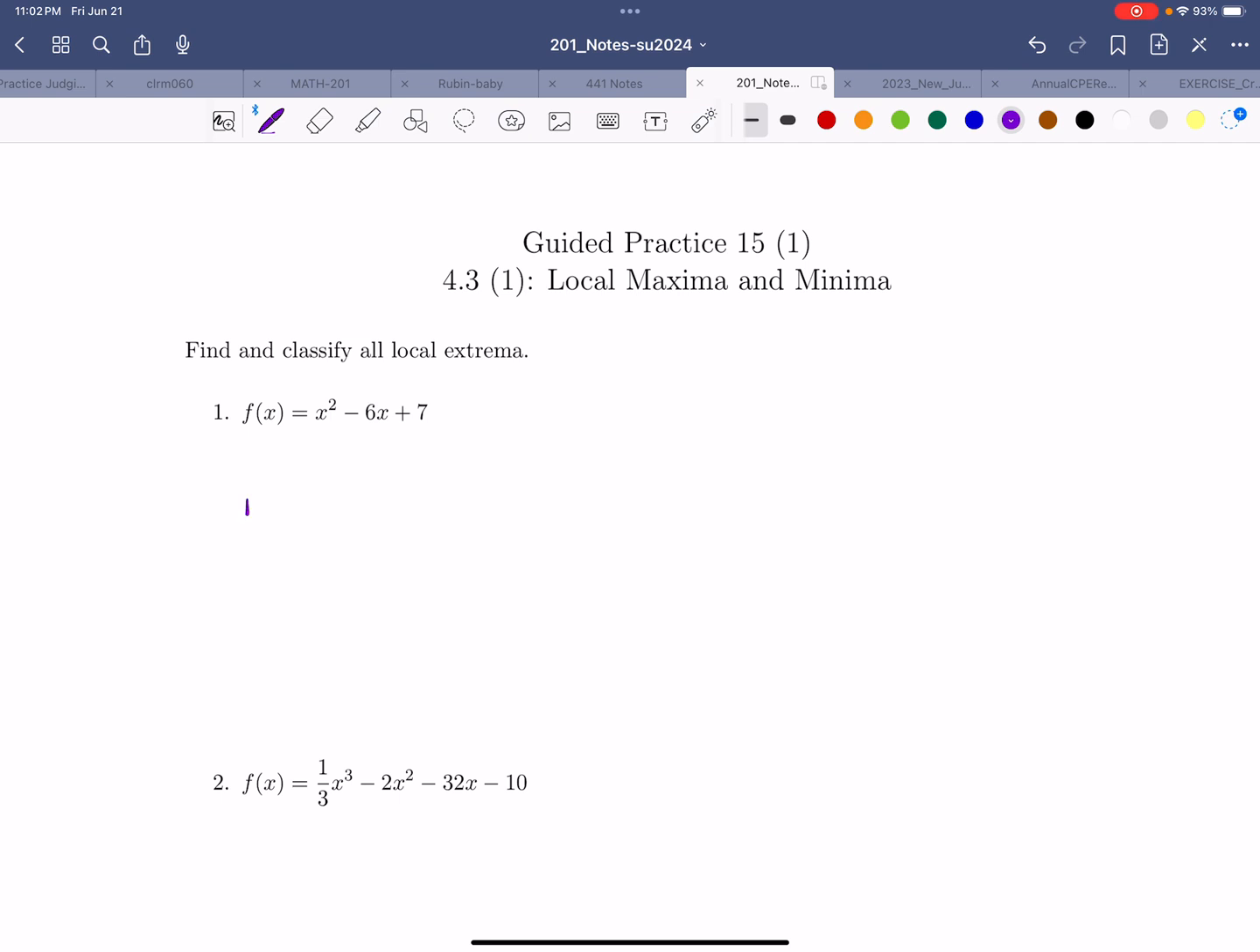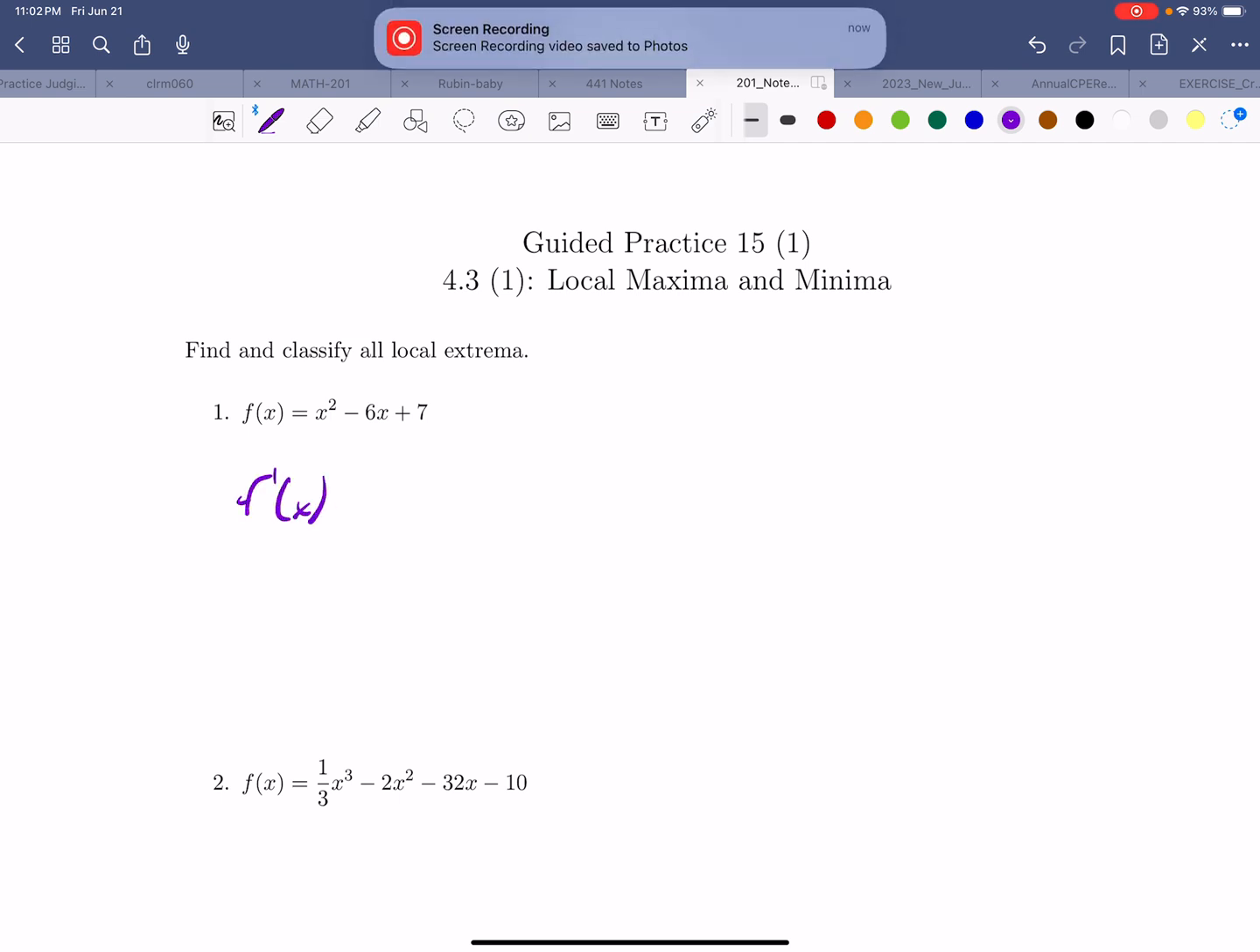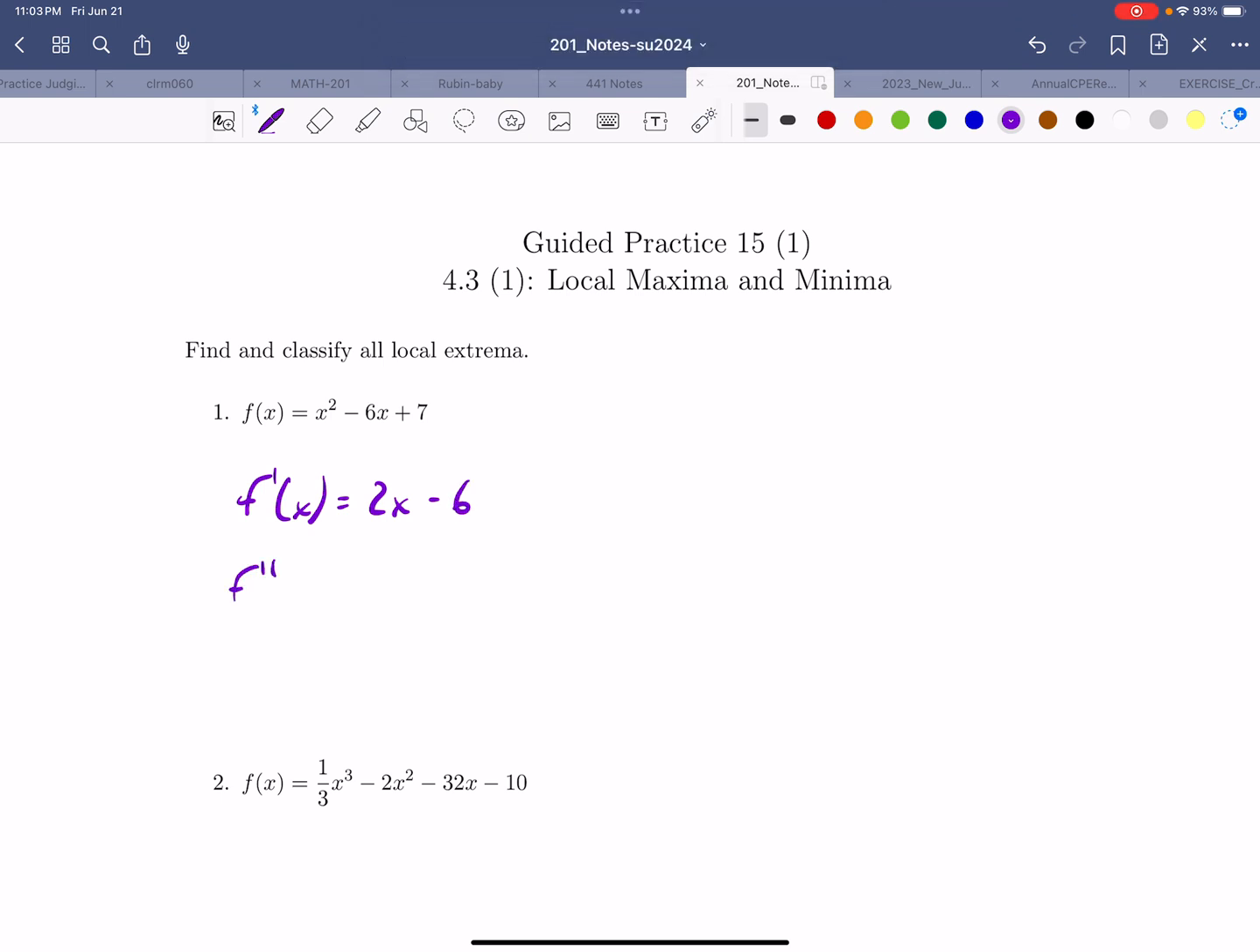For number 1, f prime of x equals 2x minus 6. F double prime of x equals 2, which is always greater than 0. Okay, so actually, let's see, I should set this equal to 0. F prime equals 0 implies x equals 3.